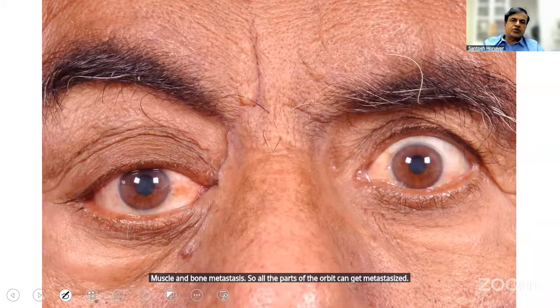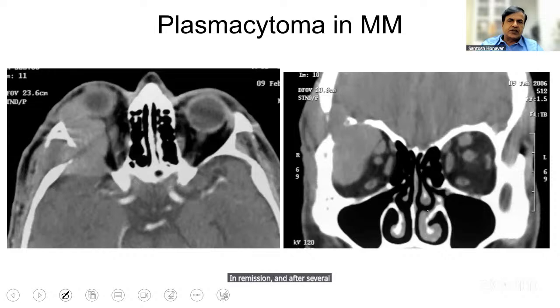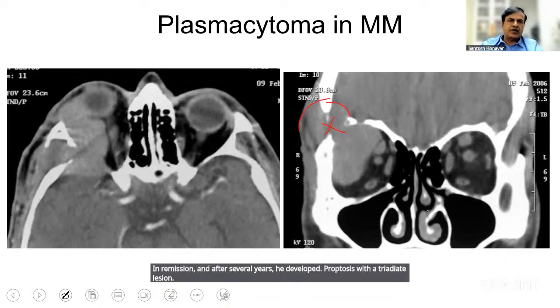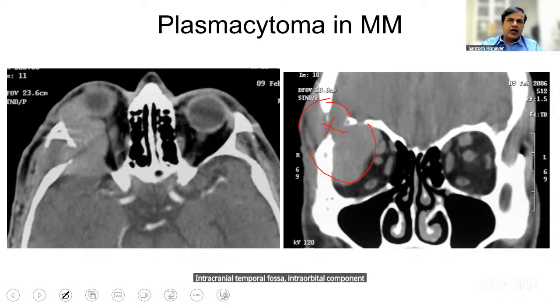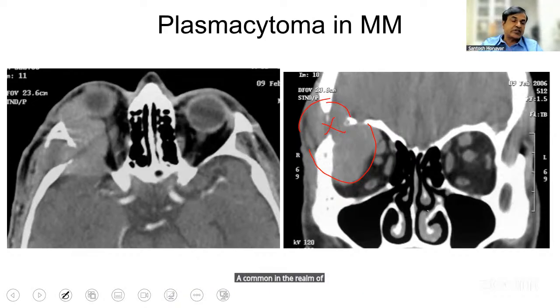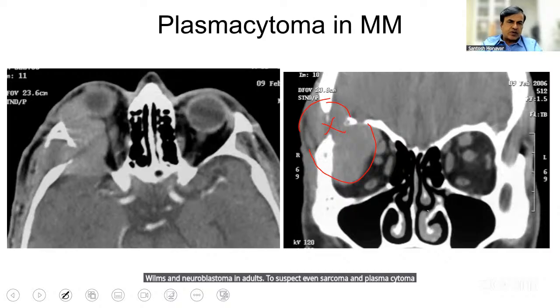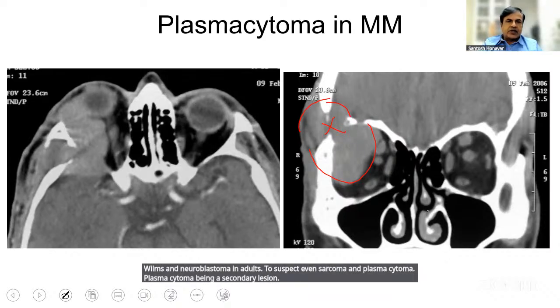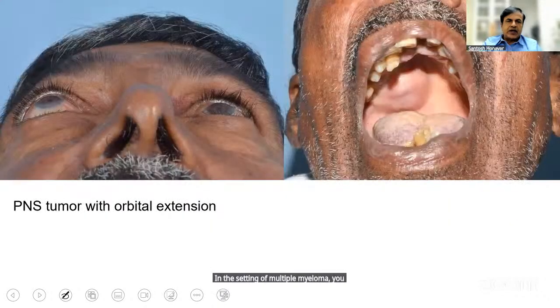This is a patient who's a known case of multiple myeloma in remission, and after several years, he developed proptosis with a triradiate lesion: intracranial temporal fossa, intraorbital component, and this is plasmacytoma in the setting of a multiple myeloma. So triradiate lesions are common in the realm of metastasis. In a child, you suspect Wilms and neuroblastoma. In adults, you suspect Ewing sarcoma and plasmacytoma. Plasmacytoma being a secondary lesion in the setting of multiple myeloma, you can easily diagnose it.